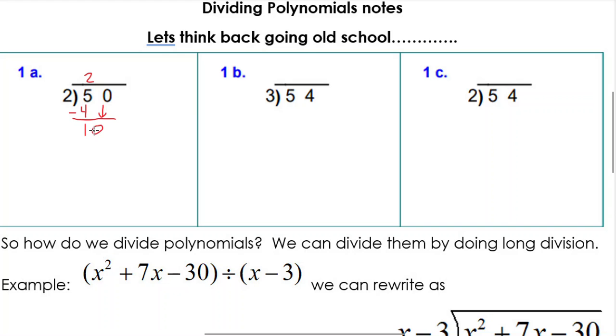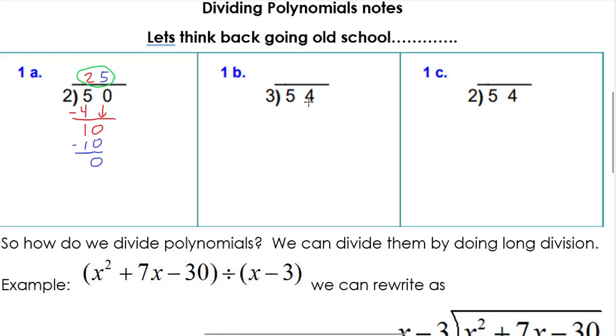Now we have 10. And you would say, how many times does 2 go into 10? Well, 2 goes into 10 5 times. 5 times 2 gives me 10. And then we would subtract it, right? 10 minus 10 would be 0. And that's how we did it old school, when you first learned about long division, way back in like 3rd grade. Alright, so let's try another old school problem.